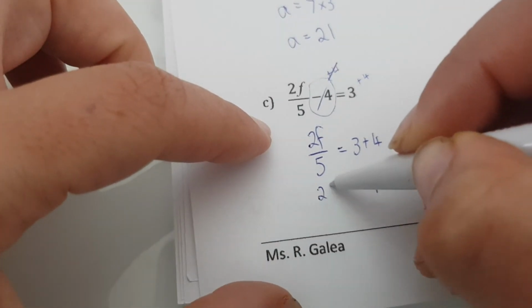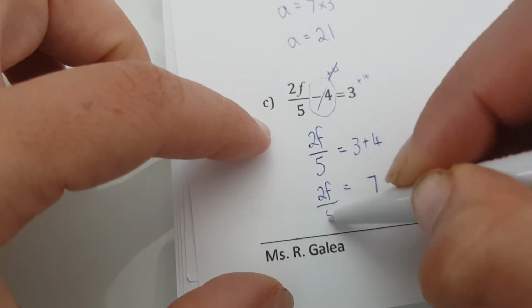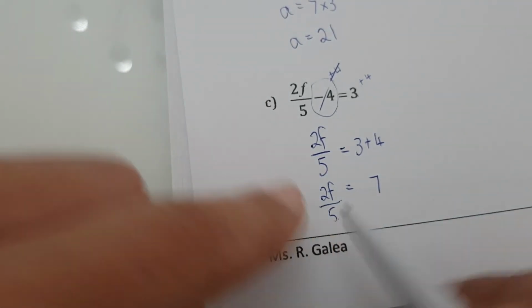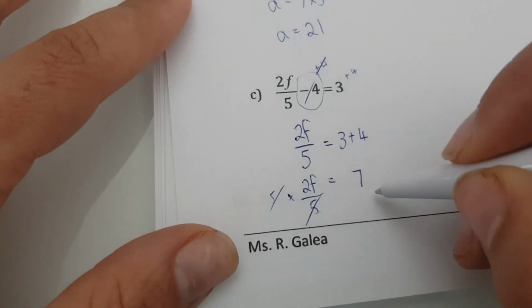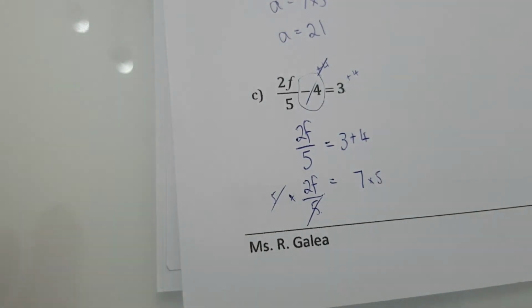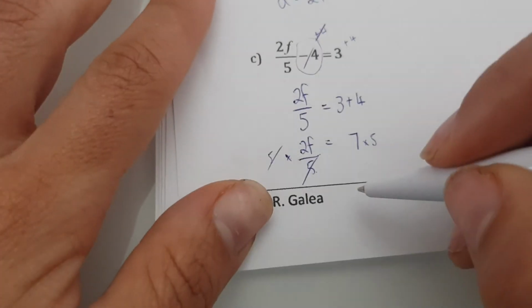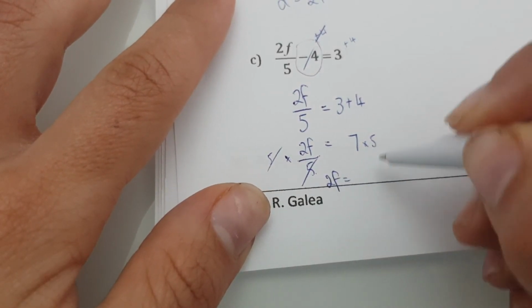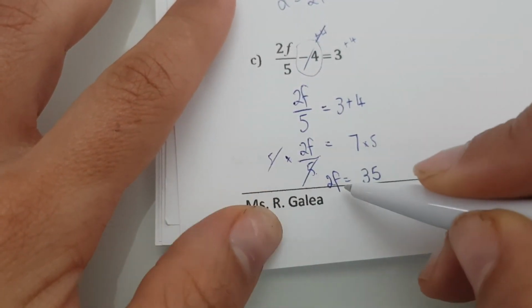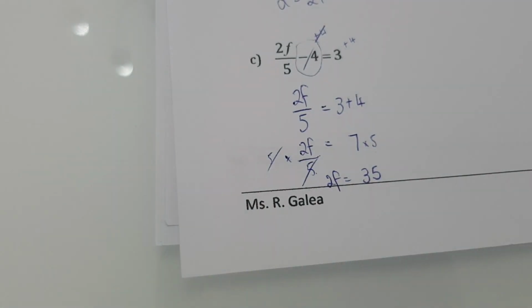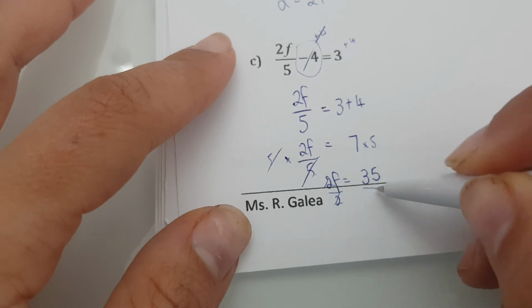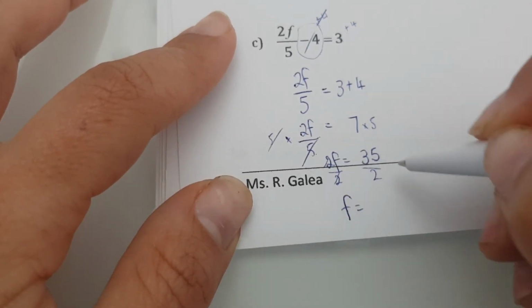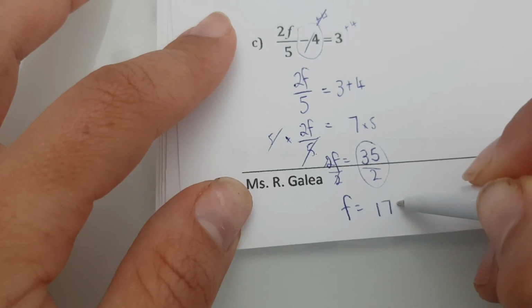Now I need to eliminate this 5. And this 5 is divided, so the opposite is multiplication. So it's eliminated, and multiply on this side as well. So I have 2f equals 7 times 5, which is 35. Now I need to eliminate the 2. 2 times f, it is being multiplied. So the opposite of multiply is divide. If we divide over there, we have to divide over here as well. So f is 35 divided by 2, which is 17.5.